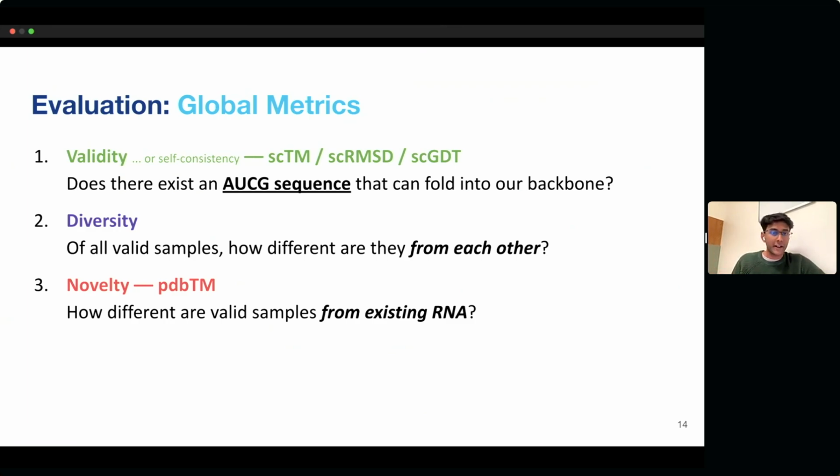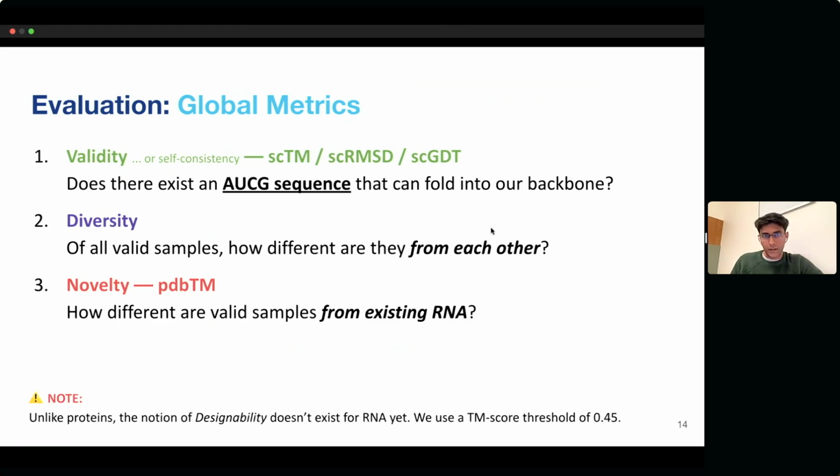Next, we want to check the diversity of all the samples that are so-called valid. How different are they from each other? Are they diverse, or are you seeing some sort of sad mode collapse issue where it's just generating one single type of RNA? And of course, we want to check novelty compared to everything that's out there in RNA solo or in the wild. What's the new stuff that we're cooking up in our generative model?